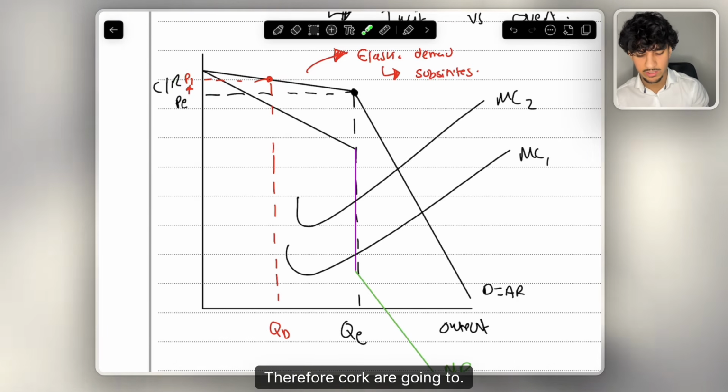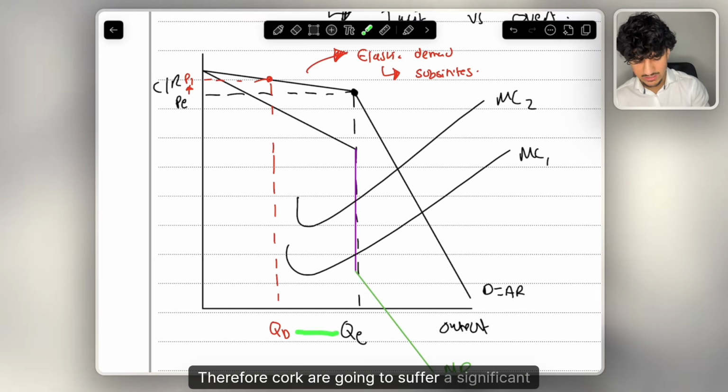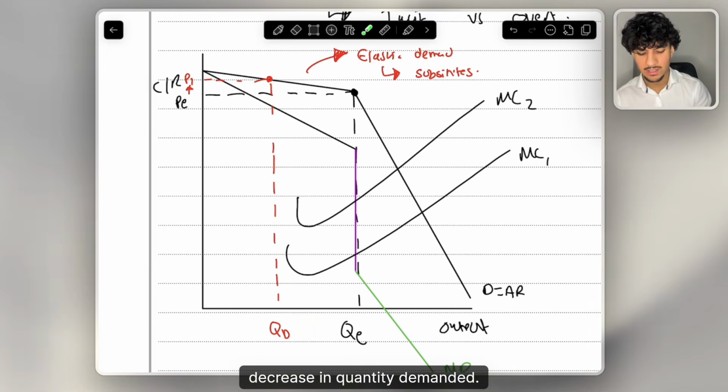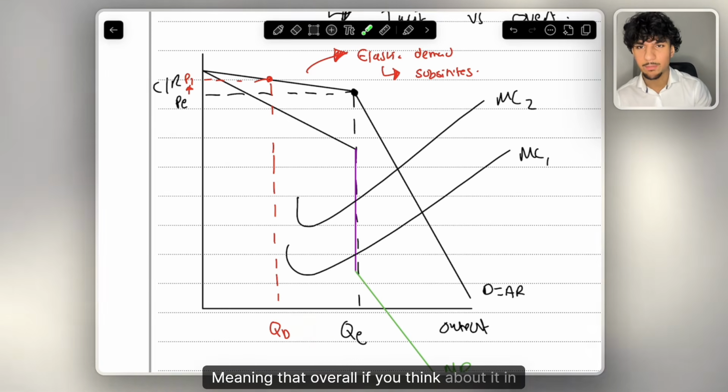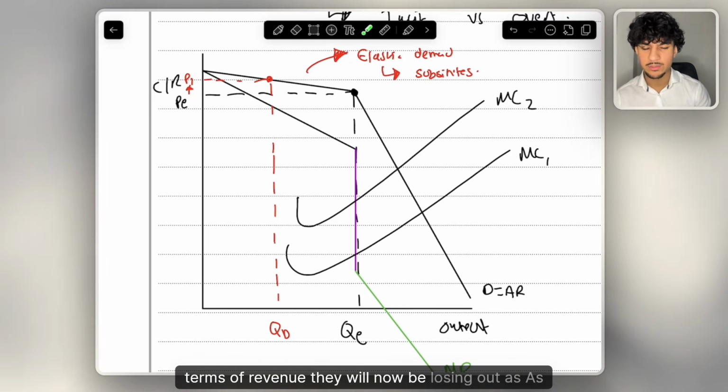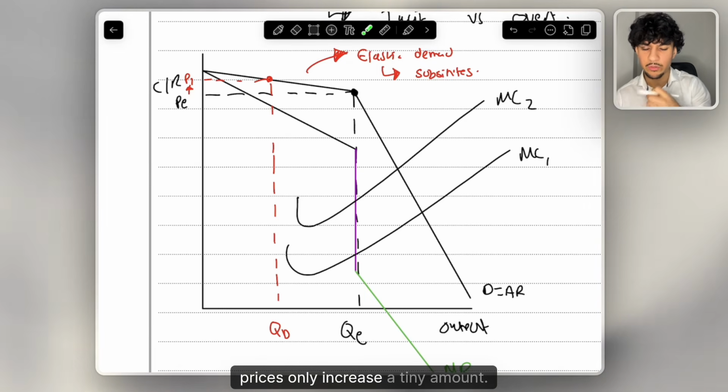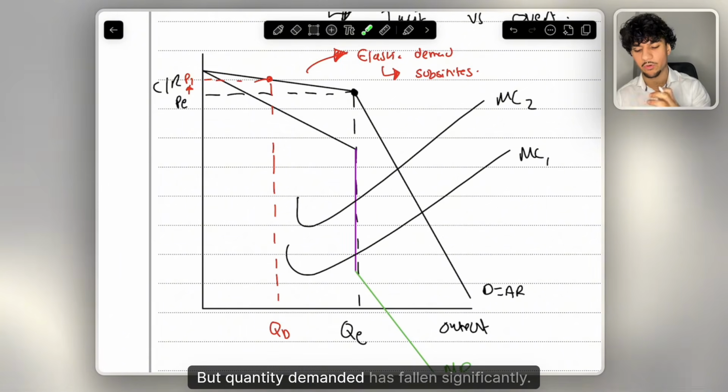Therefore, Coke are going to suffer a significant decrease in quantity demanded, meaning that overall, if you think about it in terms of revenue, they will now be losing out, as prices only increase a tiny amount, but quantity demanded has fallen significantly.